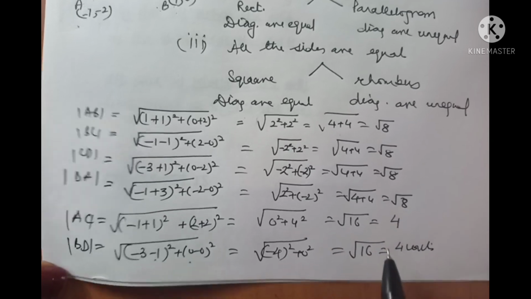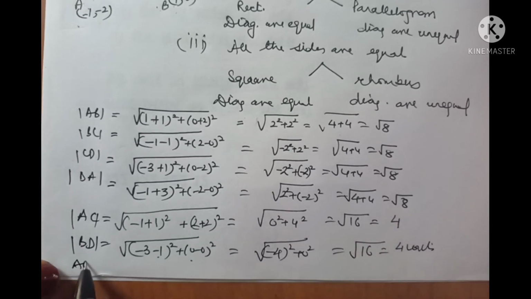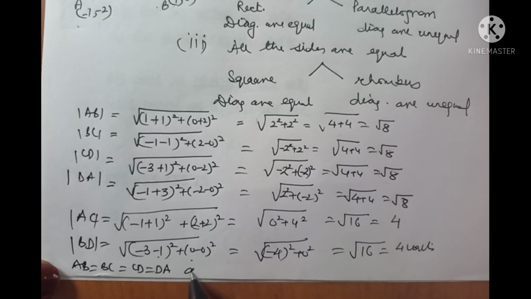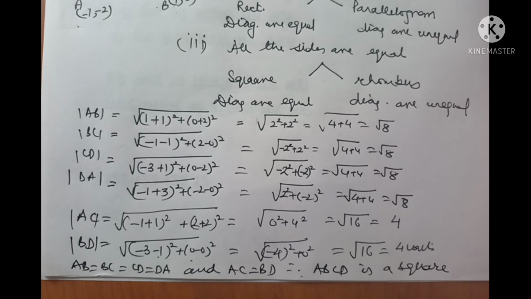Okay. So what do we get? We get AB is equal to BC is equal to CD is equal to DA, and also AC is equal to BD. Therefore, ABCD is a square, right? And if the diagonals had not been equal, it would have been a rhombus. Let's get to the second part.